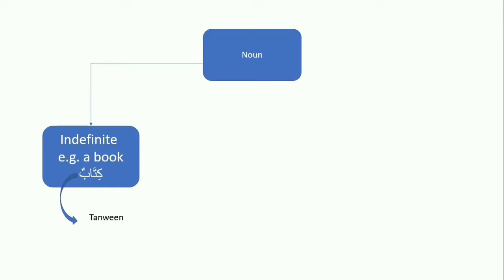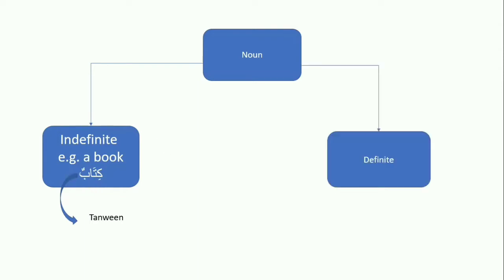In Arabic, there is no such indefinite article, rather the indefiniteness is indicated by tanween. Tanween is basically the double haraka, double vowel on the last letter of the word. So in this case, kitabun, a book.